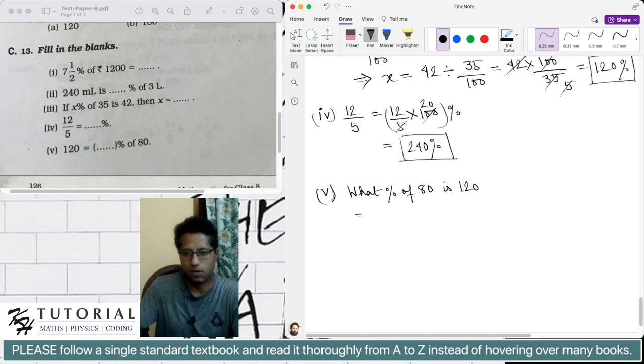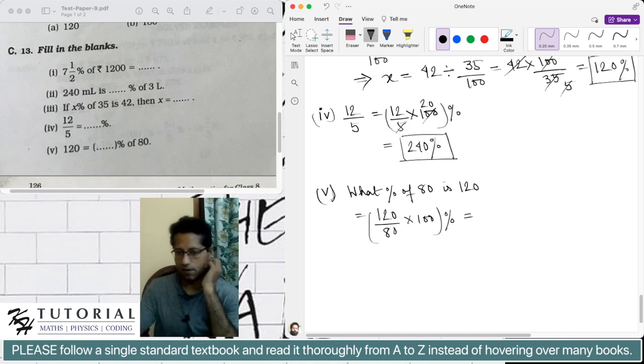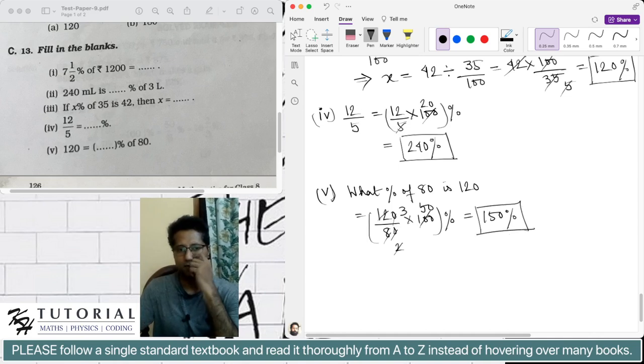So we know this will be equal to 120 divided by 80 multiplied by 100, this much percentage. If you simplify 120 by 80 multiplied by 100, 0 cancels out, 4 divides 8 with 2, 4 divides 12 with 3, 2 divides 100 with 50. So this is 150 percentage. So 120 is equal to 150 percentage of 80.